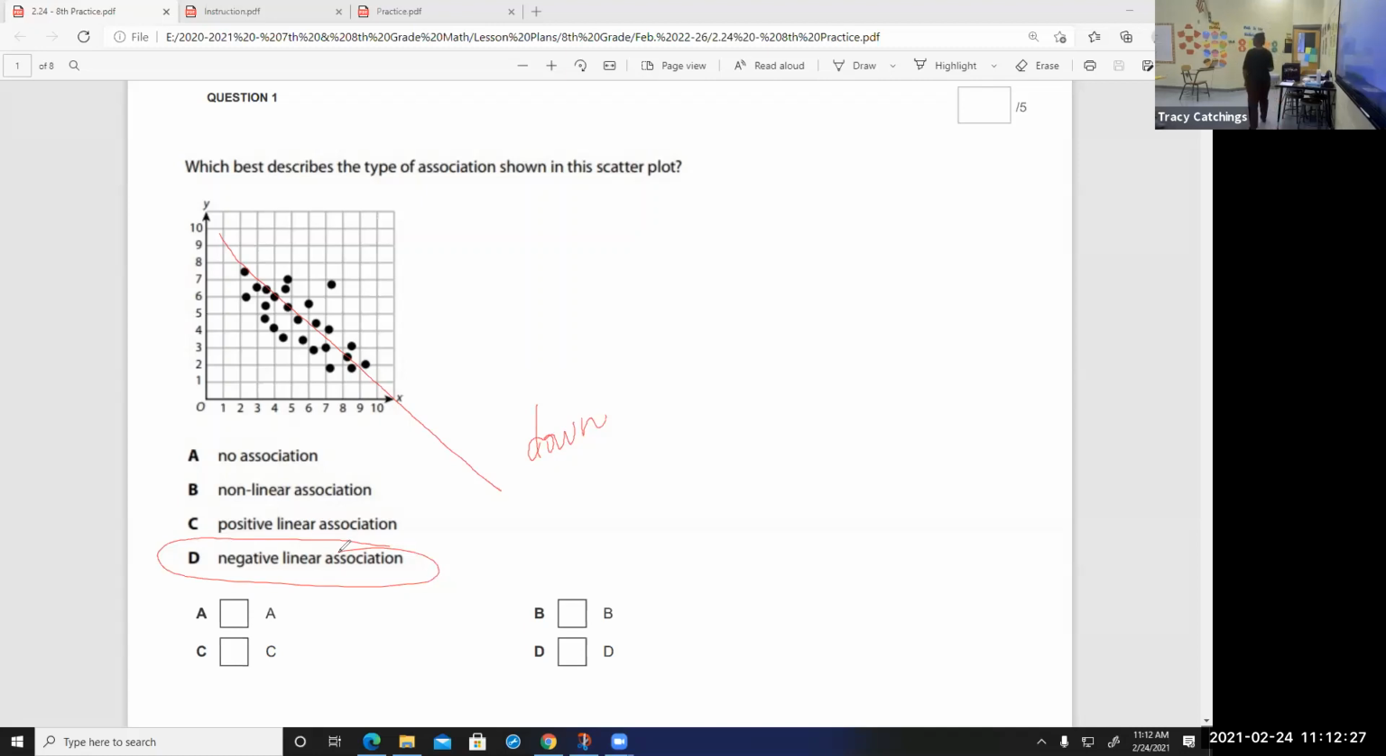All right, so is this the other way it's possible? Yeah, that's what I'm saying. If you just recognize, if it looks like that, negative; looks like that, positive. If it's everywhere, it'll be no relationship. And then if it's a curve, it'll be non-linear.